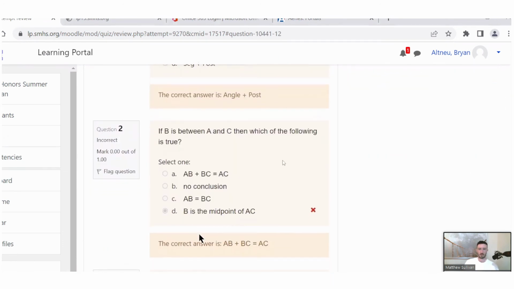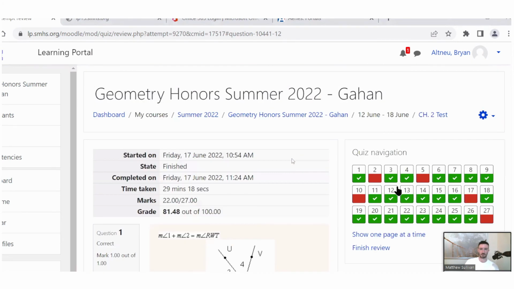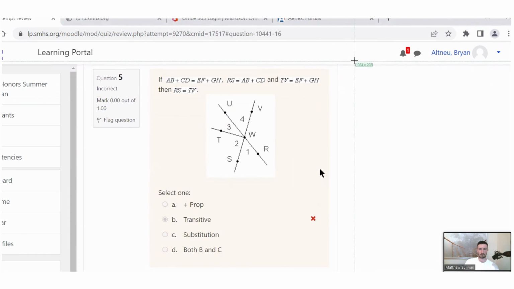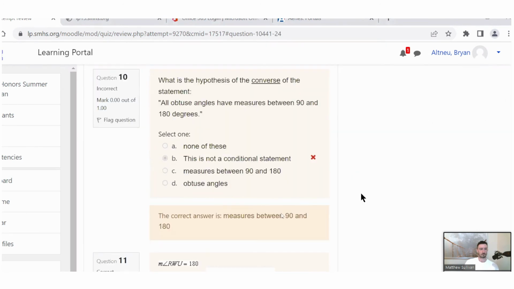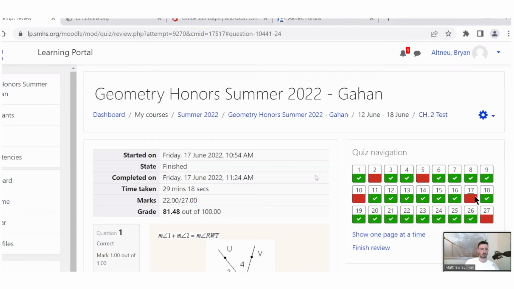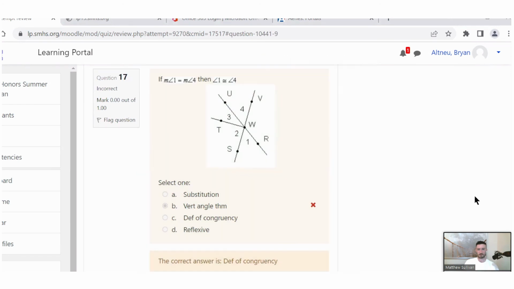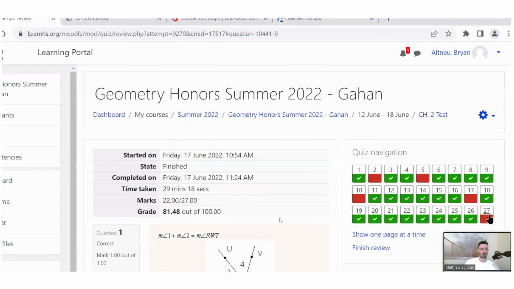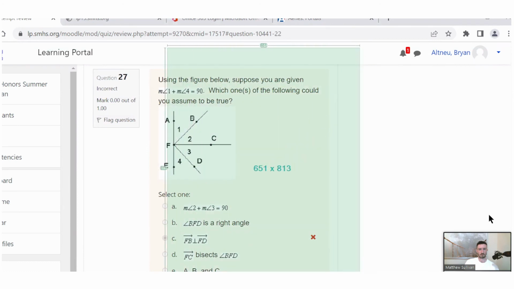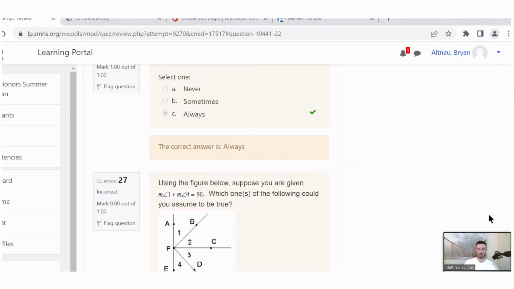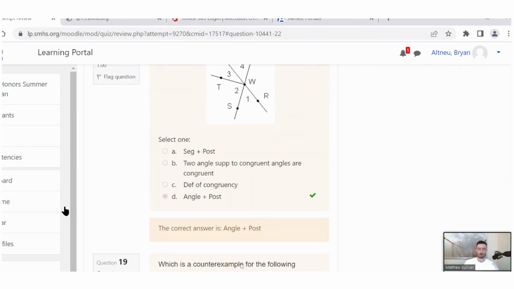So I got this one wrong. Okay, I got number 2. If B is between A and C, then which is not true. Oh, do you want to just show me the other ones first, and I'll just take pics, and then we'll do it from my screen? Yeah. Okay. Here's 5. Got it. And here's 10. Okay, got it. 17. Got it. And that's all for chapter 2. I can show you chapter 1 after if you want.